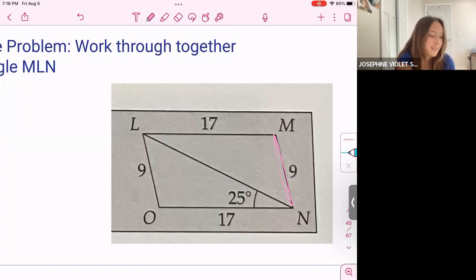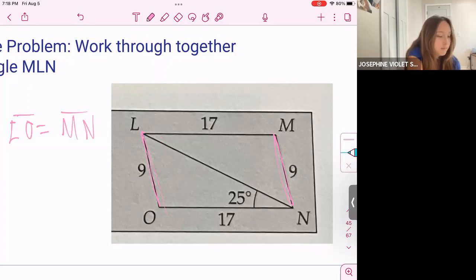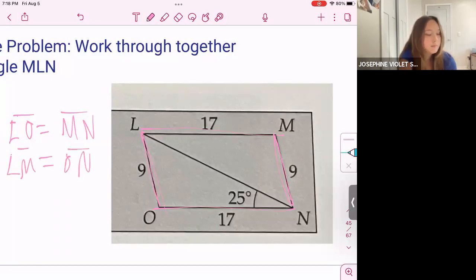And then we know that side length LO is also 9. So let's write that out. Line segment LO equals line segment MN. And we are also given the fact that this segment LM is 17, and this segment ON is 17. So we know that LM is equal to ON.